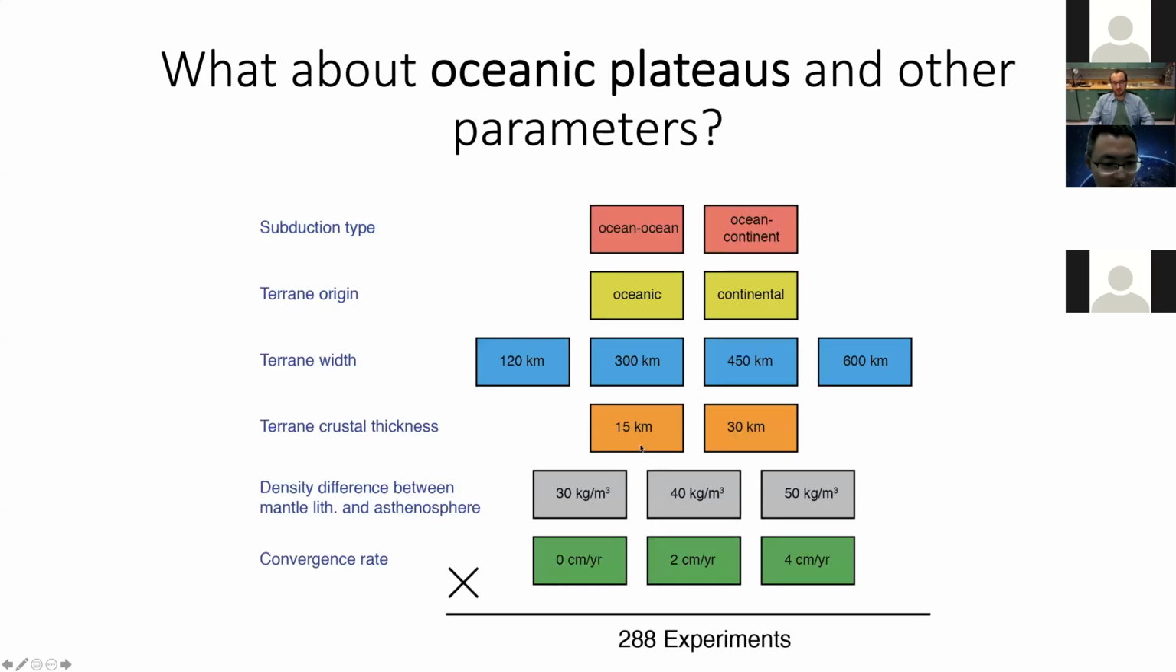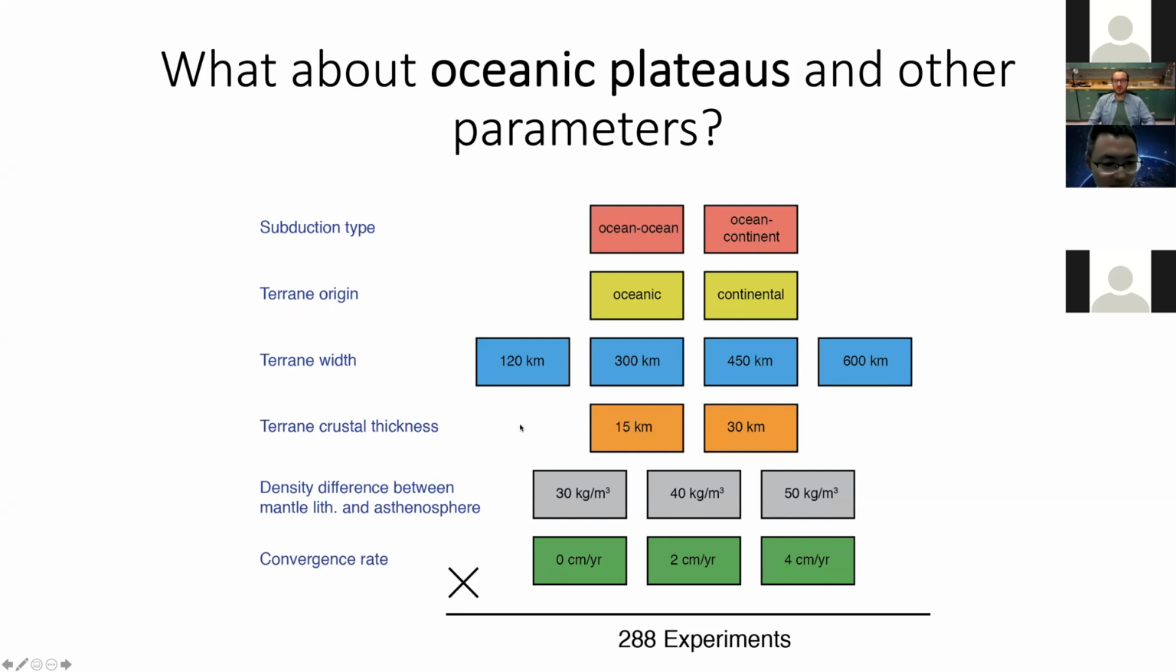Also, we tested different density differences between the asthenosphere and the mantle lithosphere, which is effectively changing the magnitude of slab pull. You can consider that if the density difference is higher, the oceanic lithosphere is older. When it is older, it should be more dense and create more slab pull. We also decreased it a little bit to see if there is an effect on this pre-collisional extension. And again, we tested different convergence rates up to 4 centimeters per year.